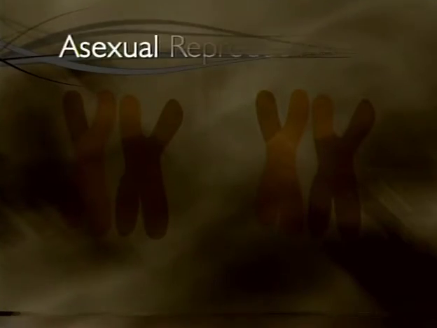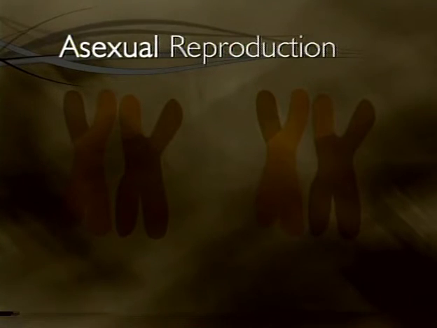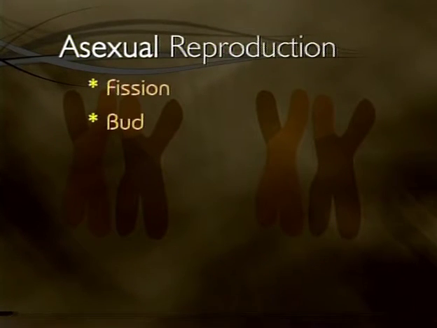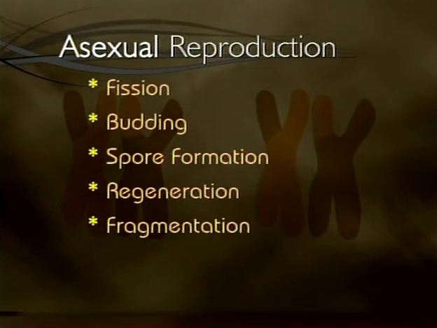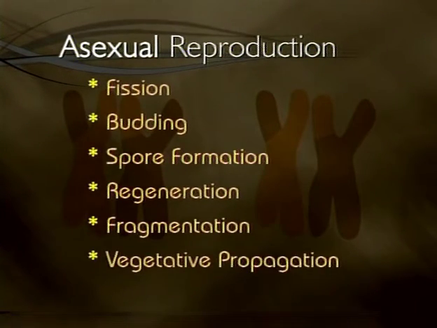In asexual reproduction, a few body cells of the parent organism undergo repeated cell division to form two or more new organisms of the same kind. Asexual reproduction is of 6 different types: fission, budding, spore formation, regeneration, fragmentation, and vegetative propagation.